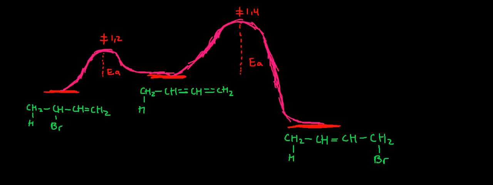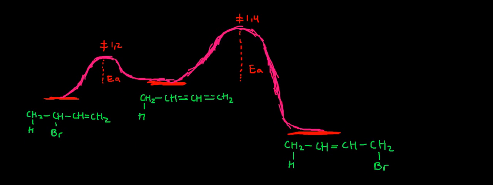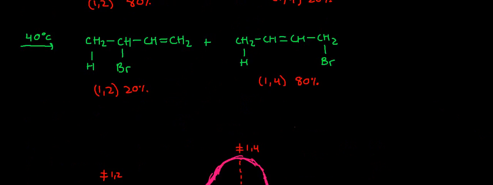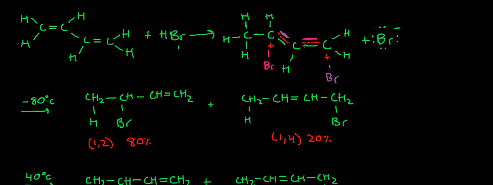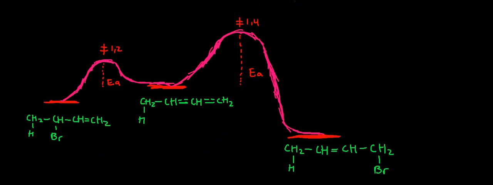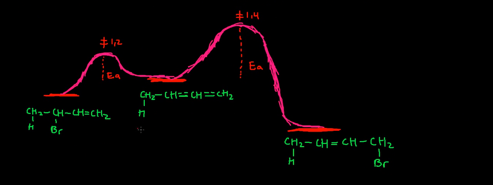Now, to understand the differences in the products, we have to look at the activation energies. So here's the intermediate, which is this right here. Let me get rid of all this other stuff. This right here. If we look at where it is on the energy diagram, it's right in the middle. Now on the energy diagram, the activation energy for the 1,2 product is smaller than the activation energy for the 1,4 product.